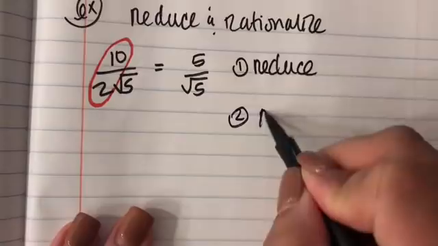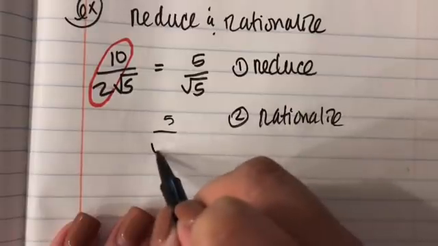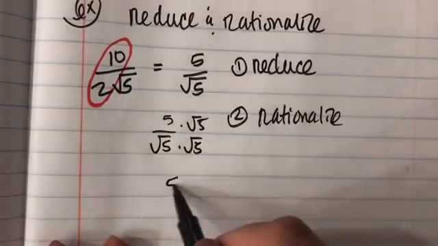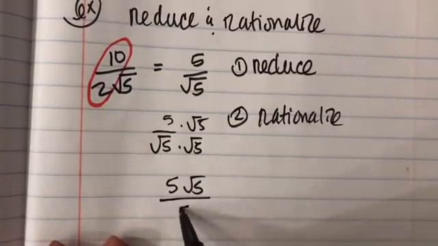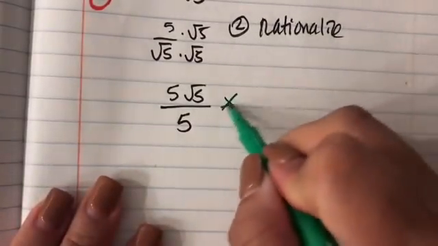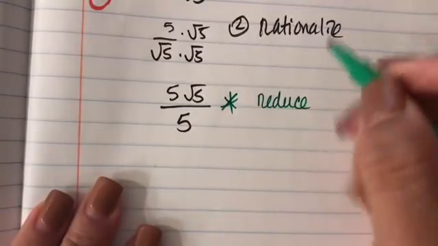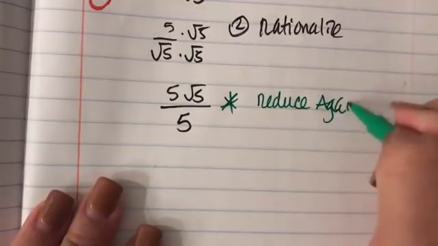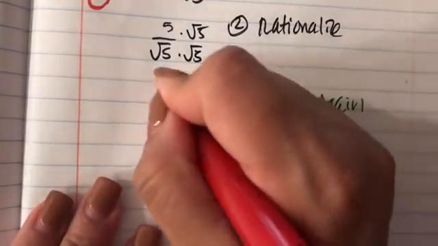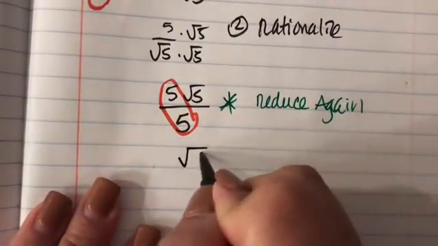The second thing we're going to do is rationalize. So we're going to say 5 over radical 5 times radical 5 over radical 5. So you're going to say 5 radical 5 over 5. And if you look at it one more time, you can reduce again. As I reduce again, you're going to say 5 over 5, well, that just equals 1. So my solution is going to be radical 5.